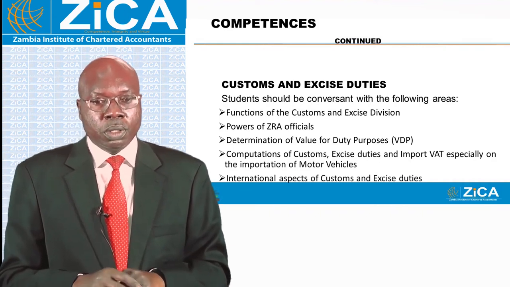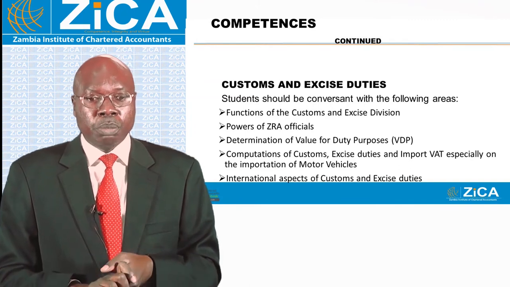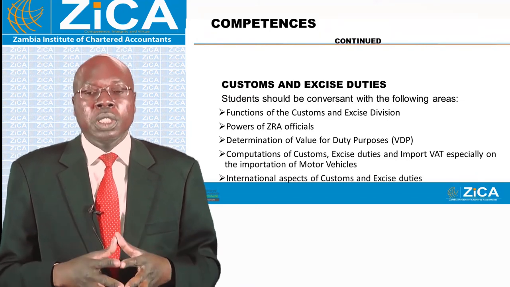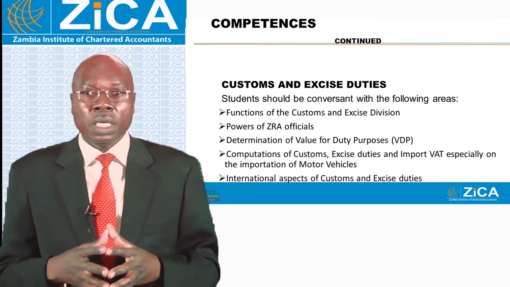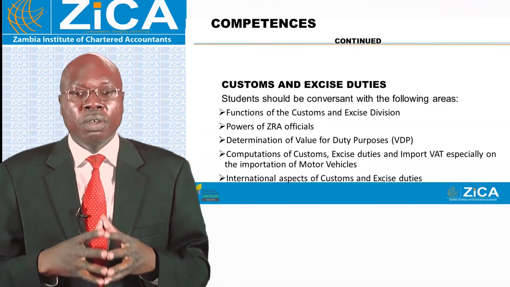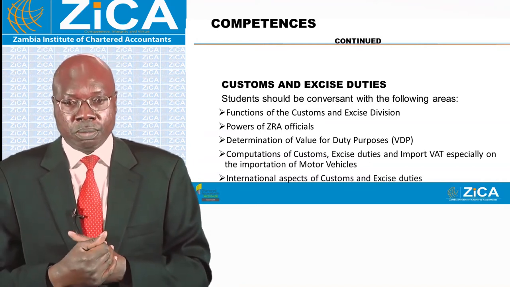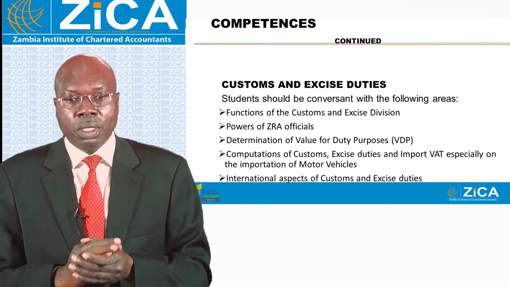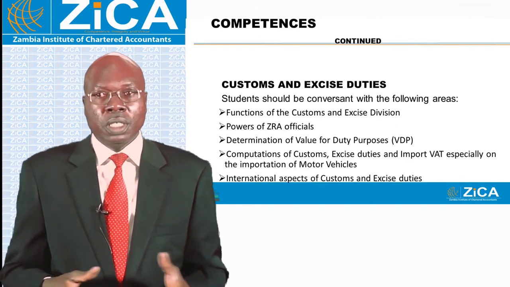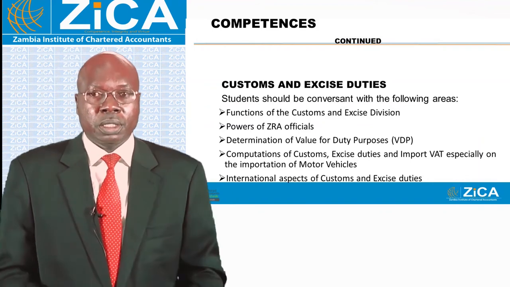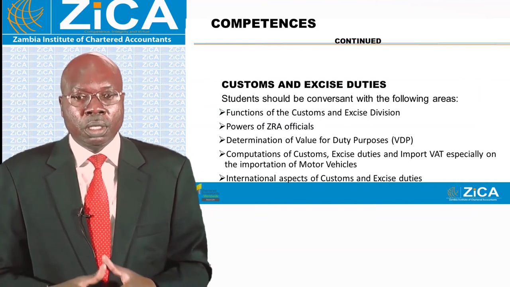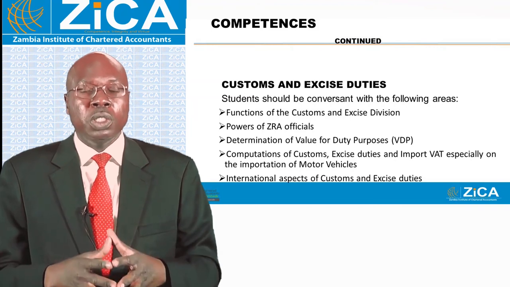Item number four, students should also be able to demonstrate and determine value for duty purposes. Why? Because customs duty is dependent on some value, and this value is called value for duty purposes. What is value for duty purposes? Value for duty purposes is the value on which customs duty is based. When you are calculating customs duty, excise duty, and import VAT, these are charged on value for duty purposes.